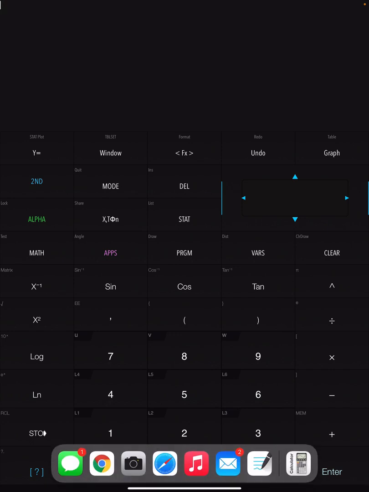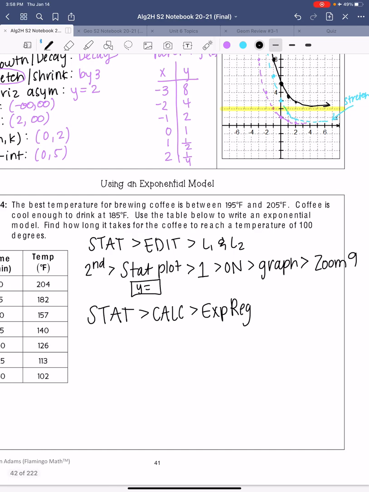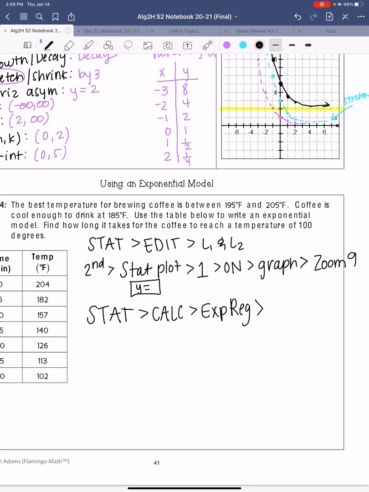And let's go back to our notes and write down the steps. So now we're going to go to stat again. We're going to go to calculate. We're going to go to exponential regression. So it should look like that. And then we need to store the regression. On the calculator, you hit alpha, F4, which is up on the trace button, and then you choose Y1, and then we hit calculate.